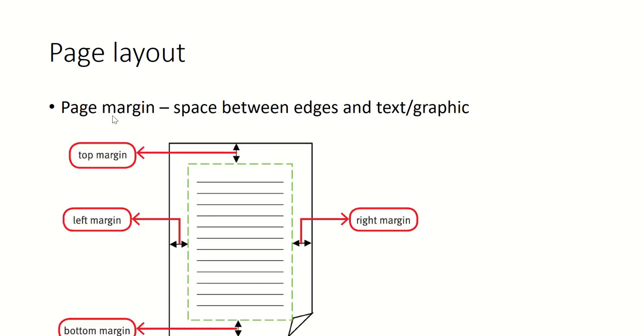Okay, page layout. Another page layout setting is page margin. What is page margin? Margin is the space between the edges and the text or the graphic. These are the margins. Okay, the edges are the lines here. You can see this. This is the area for your text or your graphic, the green dotted area and the lines. These are your text. Margins are those spaces between the edges and the main content of your document. So the greater the margin, the smaller the text or graphic area that you can have.